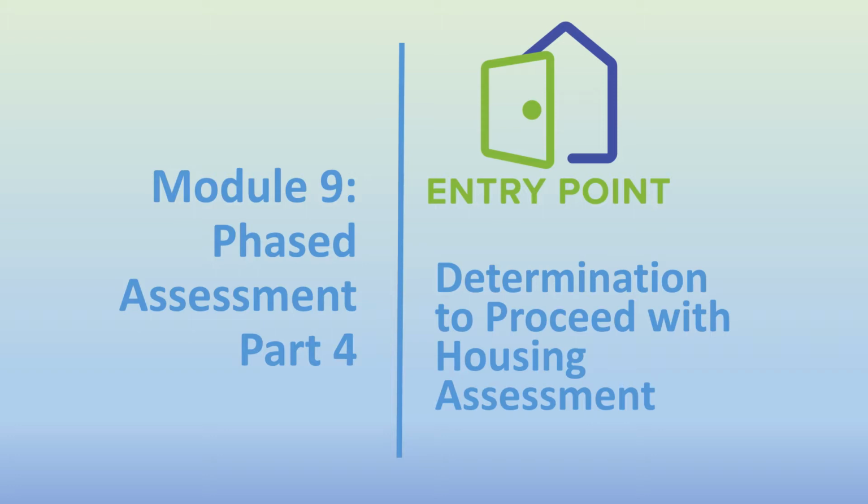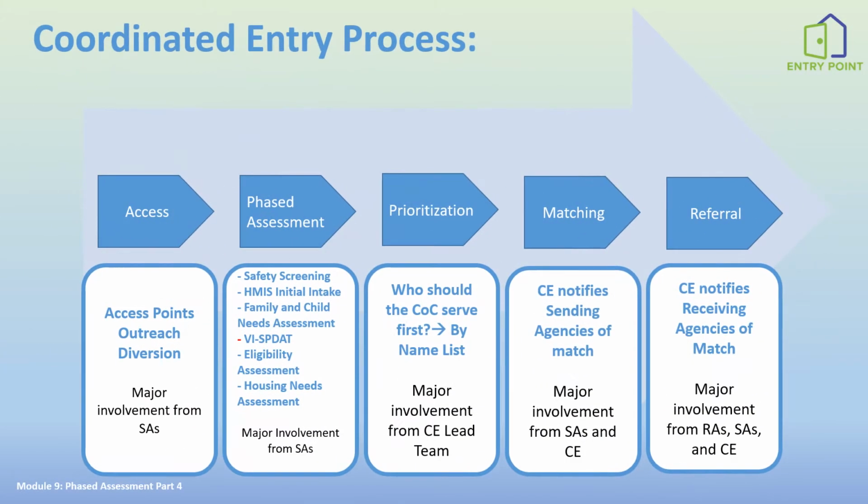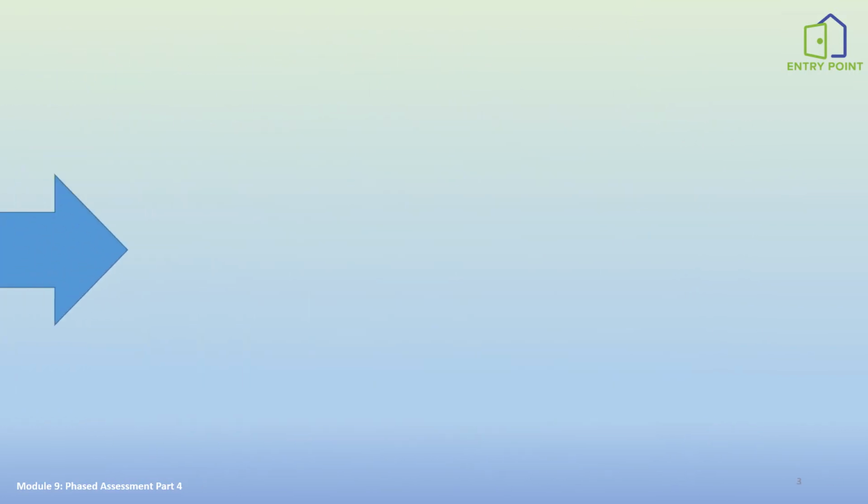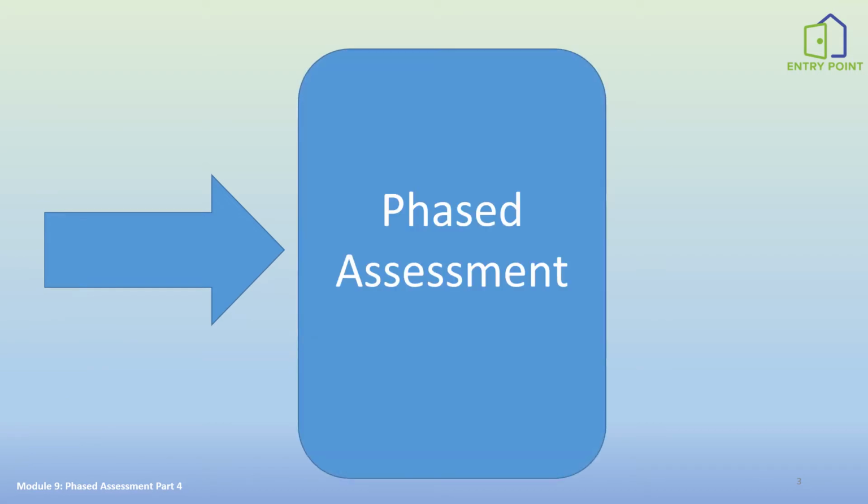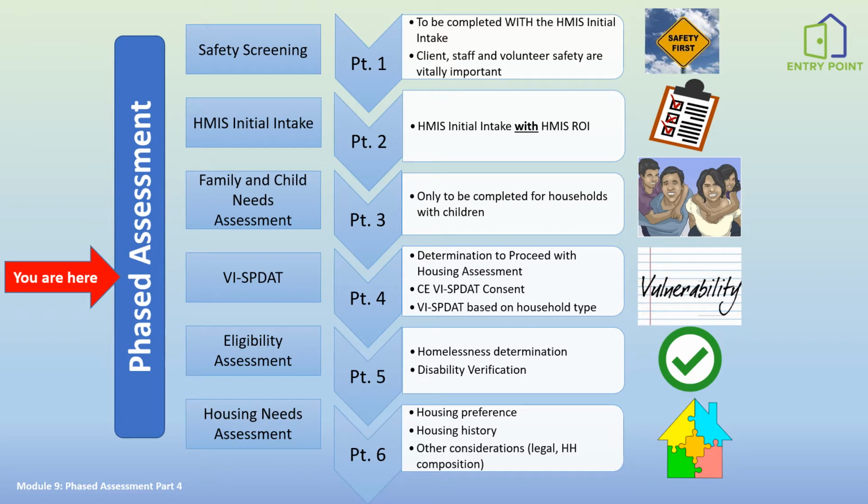In this module, we will discuss the phase assessment part 4, the determination to proceed with housing assessment. This is an overview of the coordinated entry process. We will be focusing on the phase assessment. This is an overview of the phase assessment parts 1 through 6. In this module, we will discuss part 4, the determination to proceed with housing assessment and the VI-SPDAT consent.